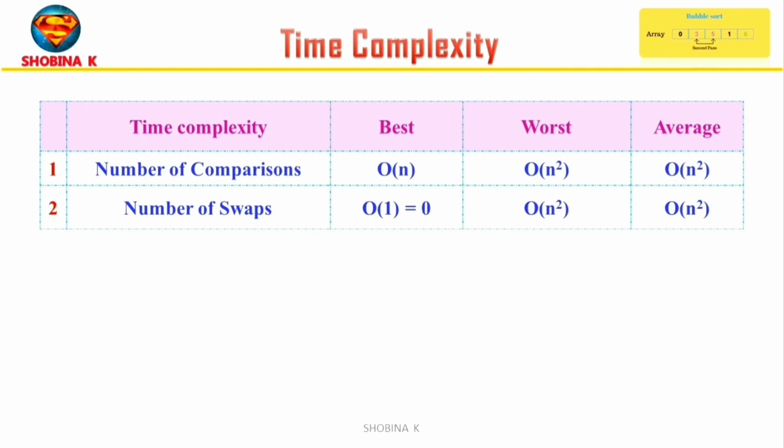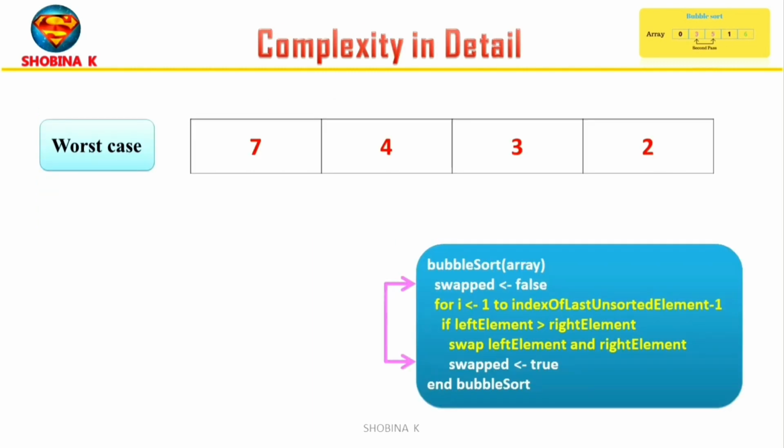And the algorithm has to make n by 2 passes through the array, with each pass requiring n by 4 swaps on average. This results in a total of n into n by 8 swaps, which is order of n square. Therefore, in the average case, the number of comparisons is order of n square and the number of swaps is order of n square. First, we will see the worst case and then we will come to the best case.